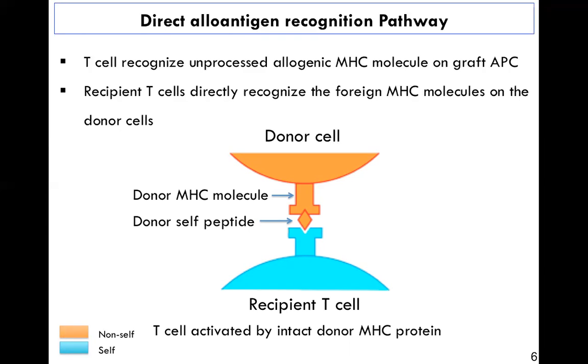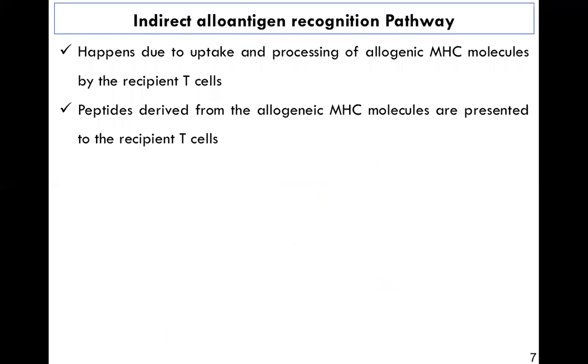And the second is called the indirect pathway. What happens in the indirect pathway? Let's try to understand how the indirect alloantigen recognition pathway works. It happens due to the uptake and processing of alloantigen molecules by the recipient's cells. When taken up by the APC, of course, we already understand these phenomena, so what will they do with that antigen? They will process it.